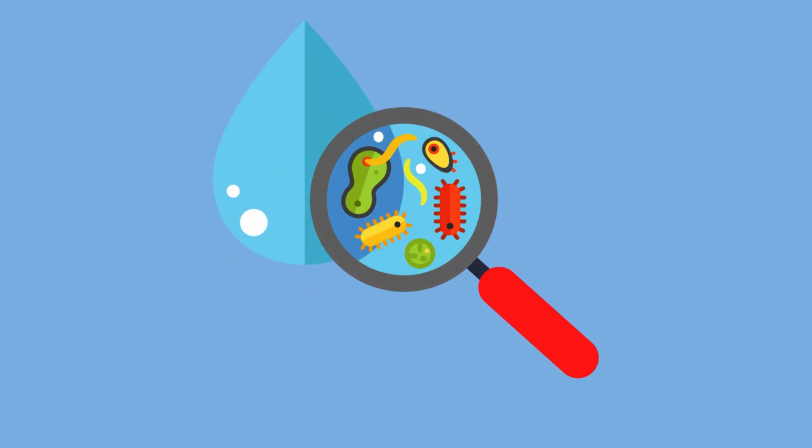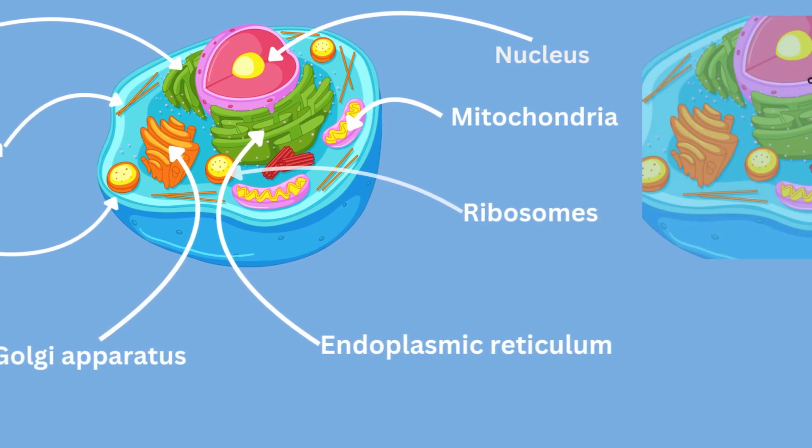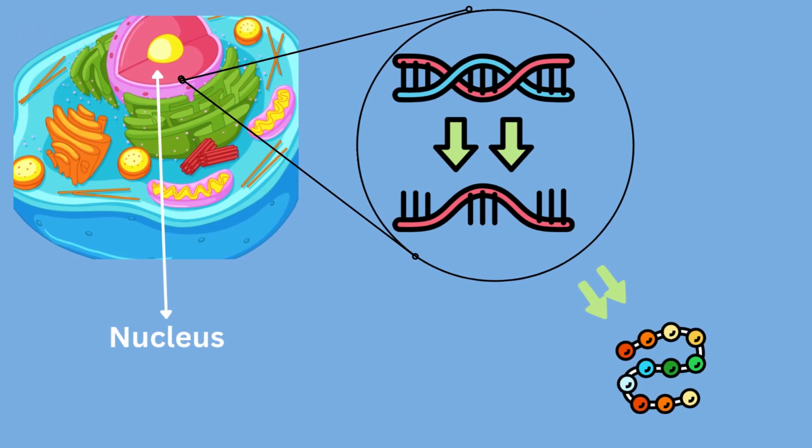Now, think of our tiny cell as a mini factory with a secure fence, where every part has a specific job to keep things running smoothly. Here's a breakdown of the key parts.